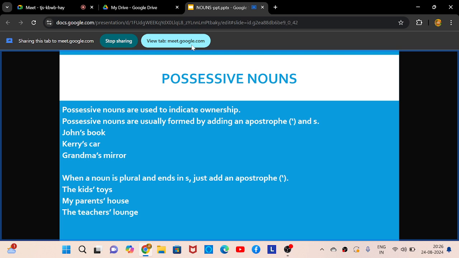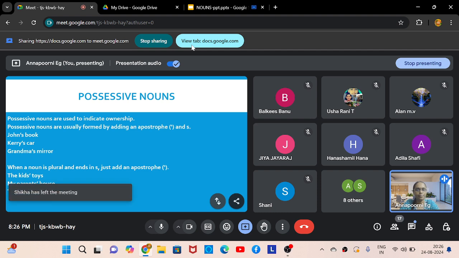Possessive nouns, it is used to show a possession of a noun. What is meant by possession? Possession. For example, I possess a house. He possesses a car. She possesses a scooter. What is meant by possession? Any idea?